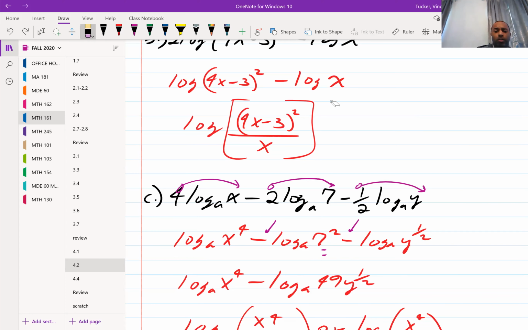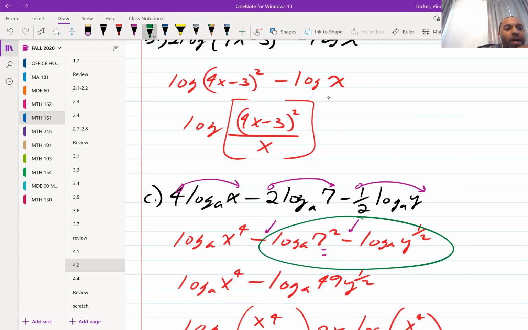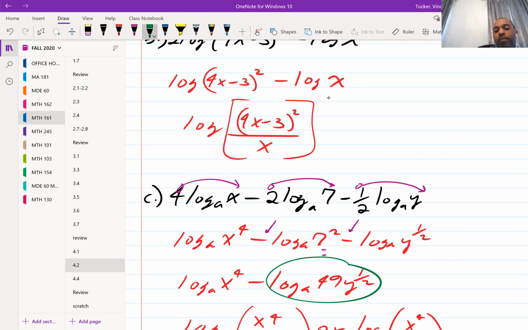All right, so now next step is to recognize that we have 2 minus signs. You remember what I talked about last time when we were expanding. If you have a minus sign sitting in front of your log, that signifies that those are the terms that will be in your denominator ultimately. So I will combine these two. 7 squared is 49. And then we have y to the 1/2 and make this a single log. So that's log base A x to the 4th minus log base A 49 y to the 1/2.